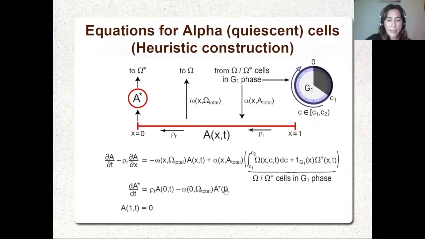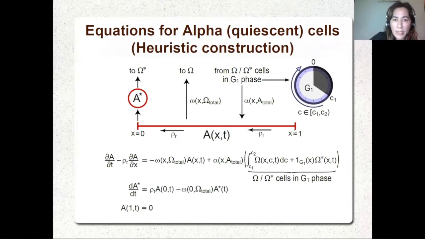And then that means for the A star population, we now have this nice ODE with a rate of cells coming in and a rate of cells leaving A star. And these cells actually move into omega star, which I'll show you in the next slide. We also need to consider the boundary conditions. So at the boundary on this end, we have no cells coming in. And that's because these cells actually differentiate and completely leave the system from the other side.